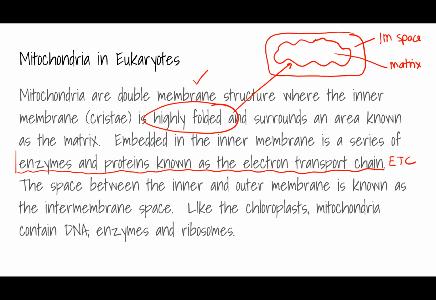Just like in chloroplasts, mitochondria are going to contain DNA, enzymes, and ribosomes. So that kind of folds us back into the end of the last chapter with the endosymbiotic theory. Like, really? Is it possible? So again, just like chloroplasts, which we talked about in the beginning of this chapter, mitochondria have DNA, enzymes, and ribosomes.